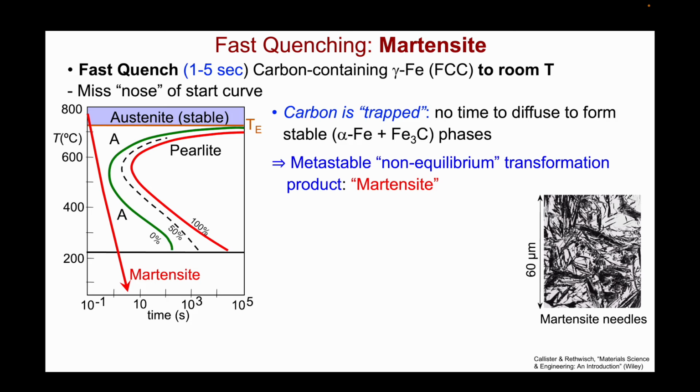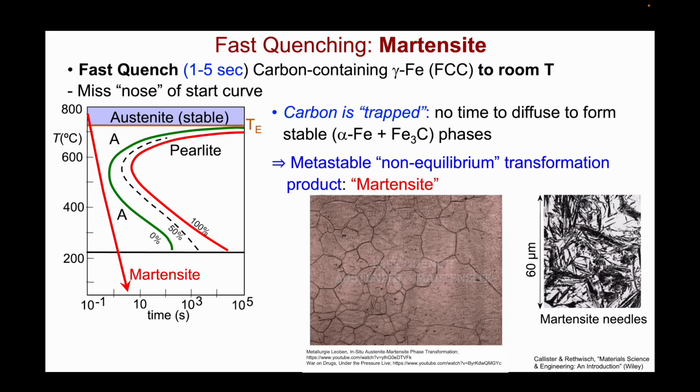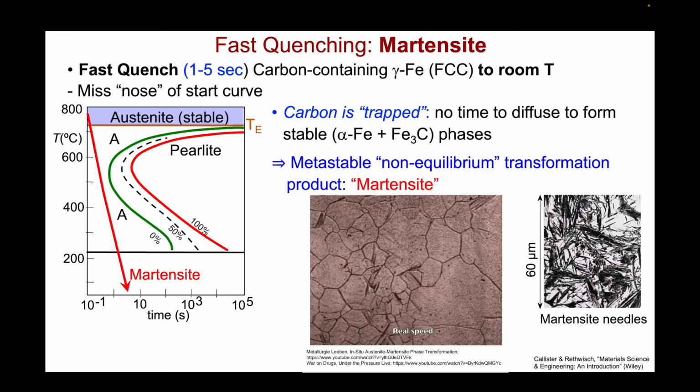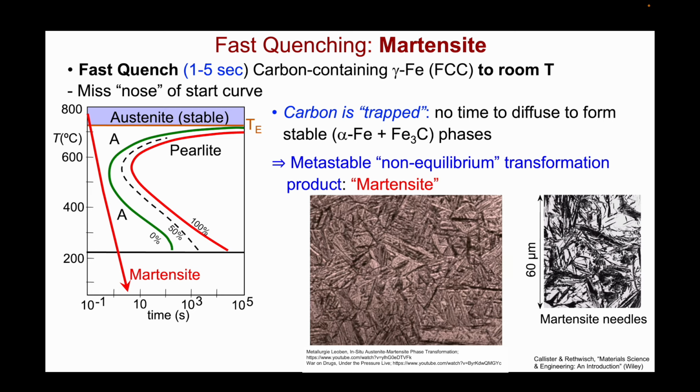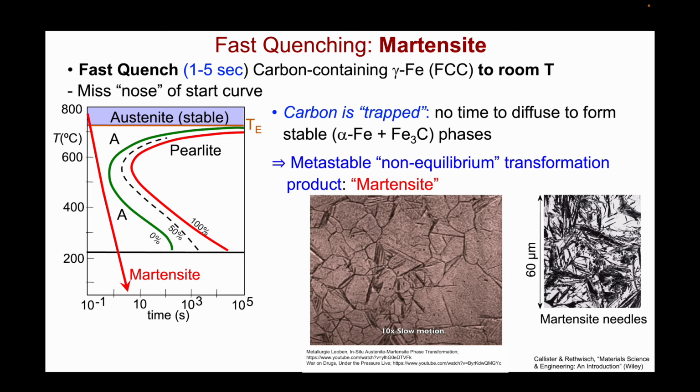The martensite structure has a characteristic needle-type structure shown here. We can see a real-time view of the transformation that takes place during the quenching in this video. First we'll watch it at real speed and then in slow motion. Happens fast. Now we'll slow it down and we'll still see the needles appear pretty quickly.